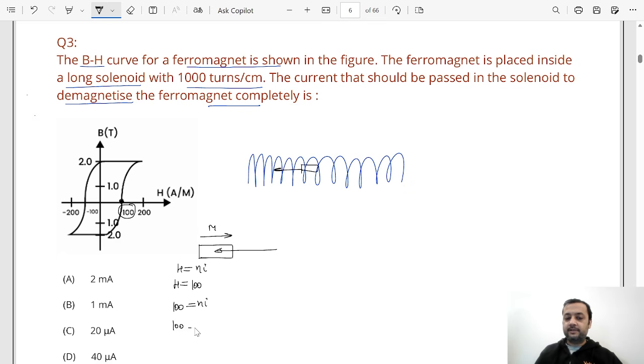And what is the value of n? n is 1000 turns per centimeter. That means it will become 10 to the power 5 turns per meter. So if you put the value of n as 10 to the power 5, the value of I becomes 10 to the power minus 3, that means 1 milliampere. All right.